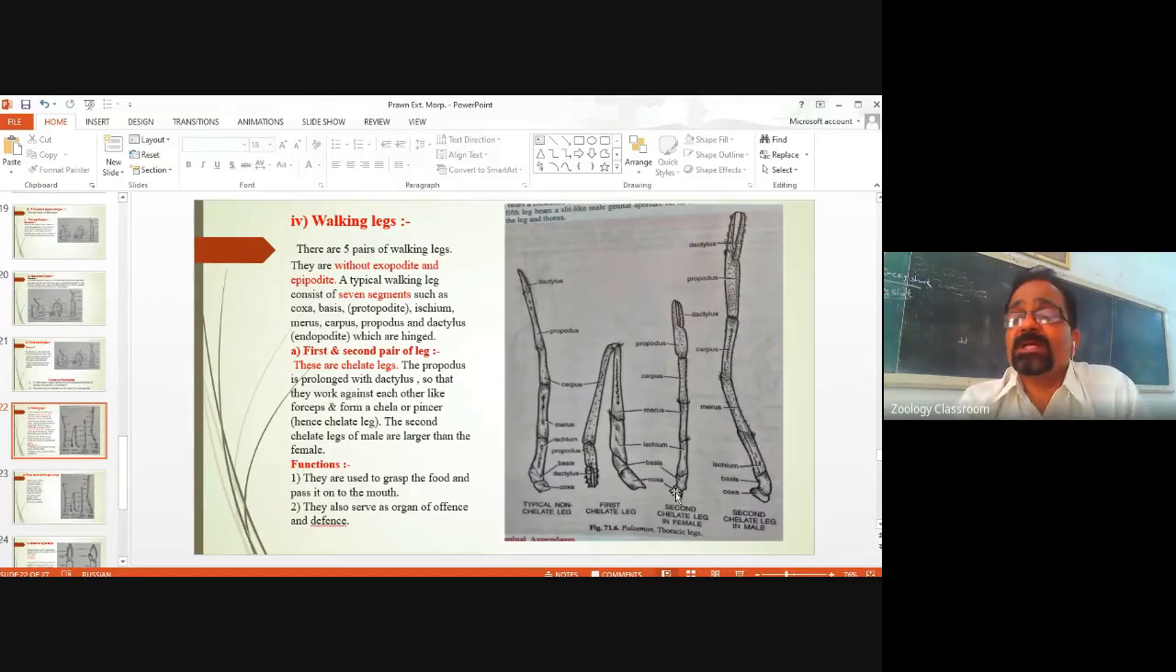What is the difference between the second chelate leg of female and the second chelate leg of male that you are going to study? Now, the protodus is prolonged with the dactylus. Protodus is prolonged with the dactylus, so that they work against each other like a forceps.